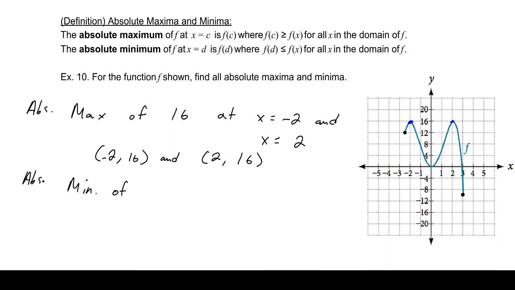The absolute lowest point here is this one right here. It appears to be negative 10. Minimum of negative 10 at x equals 3, which corresponds to the point 3, negative 10.